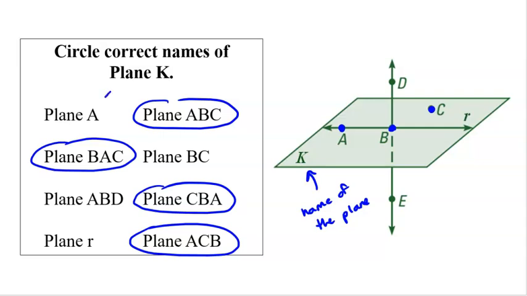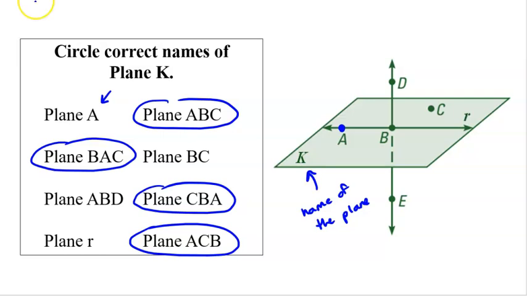Now, when it comes to plane A, we can't just name a plane by one of its points. If I'm thinking about plane A, there's an infinite number of planes that could go through this. So kind of think about, if this was a singular point in space, how many sheets of paper could I have hitting through that point? There's an infinite number. It can hit at every single angle.